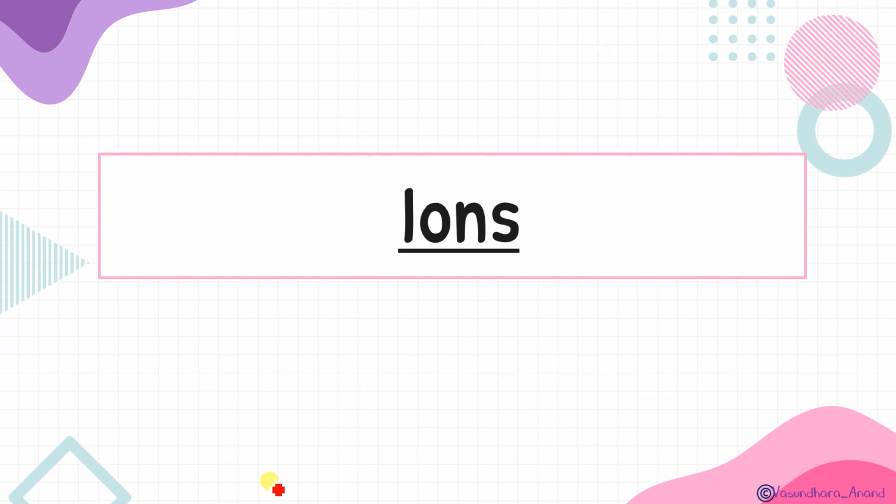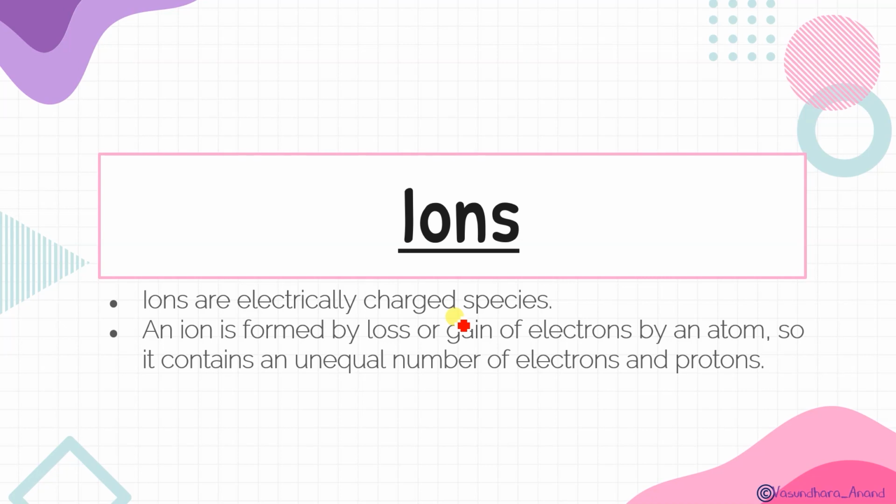Now the next topic is ions. I have told you that in the neutral case, the element has the same number of protons and electrons, and in that case it is stable. But what is the need to form an ion? Why do atoms exist as ions? Let me explain. Ions are electrically charged species. Ions will have either a positive charge or a negative charge, and accordingly they are of 2 types, cation and anion.